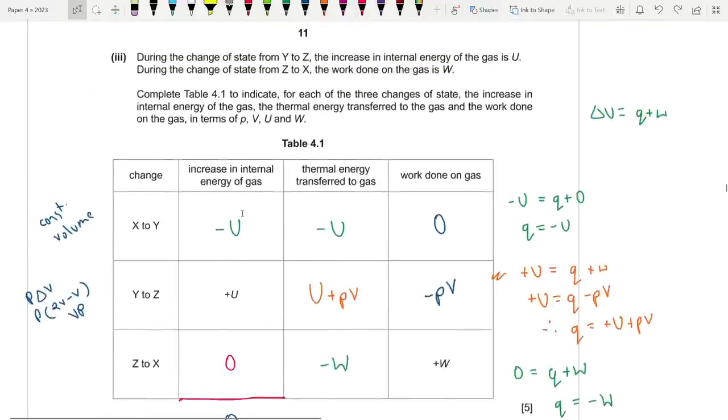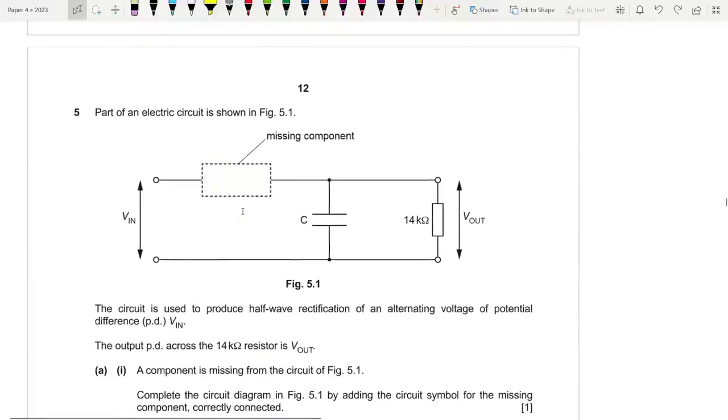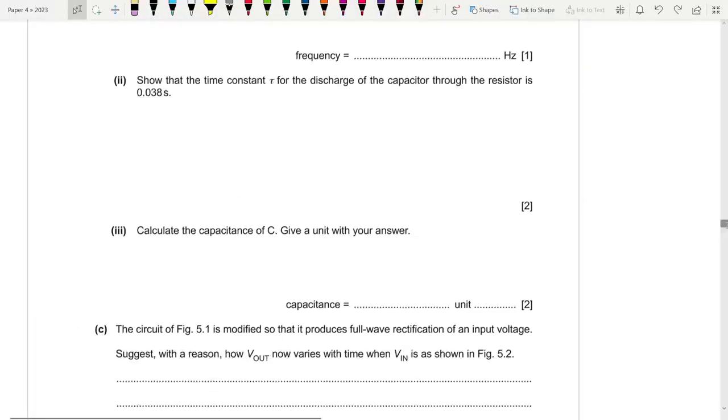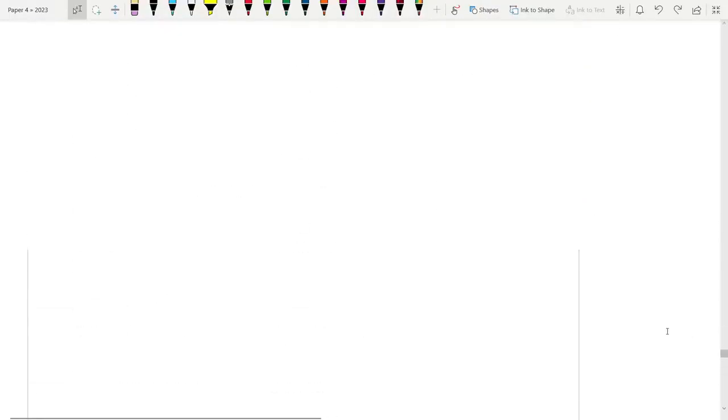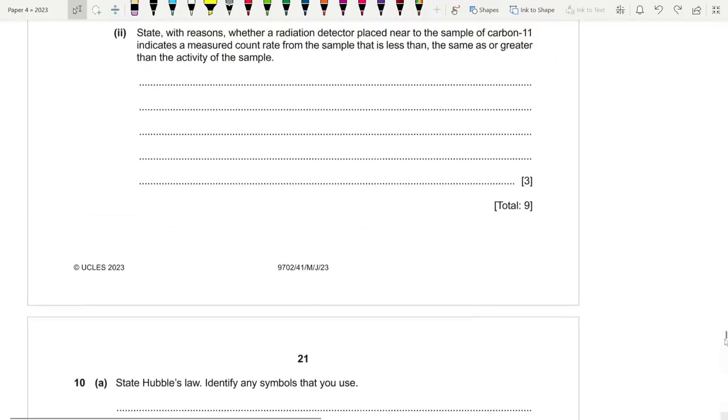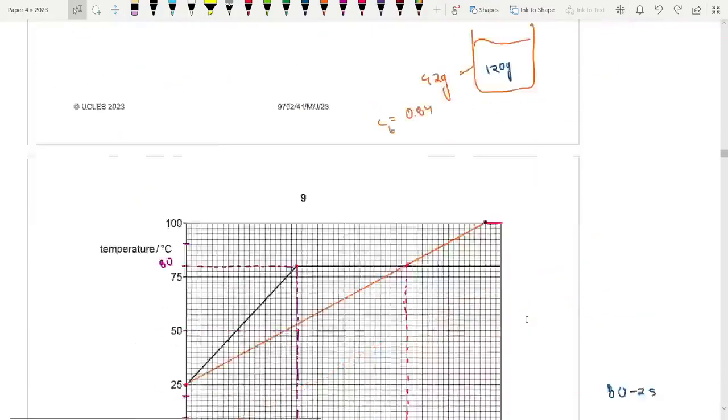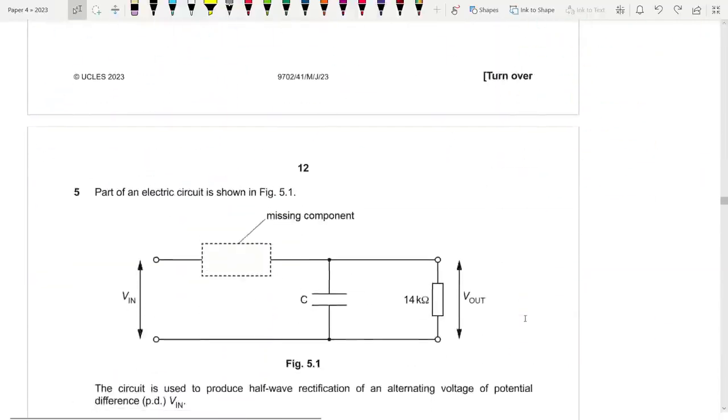But before that, let's just move on to question 5. Okay, so how many questions do we have in total? Actually, I haven't checked. Oh, 10. So we will be done soon, hopefully. We don't have that much left, honestly.